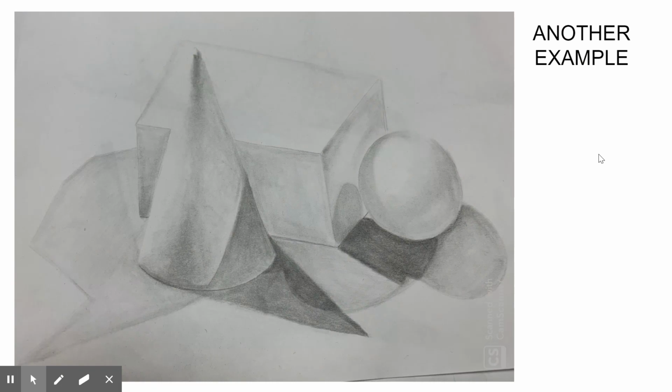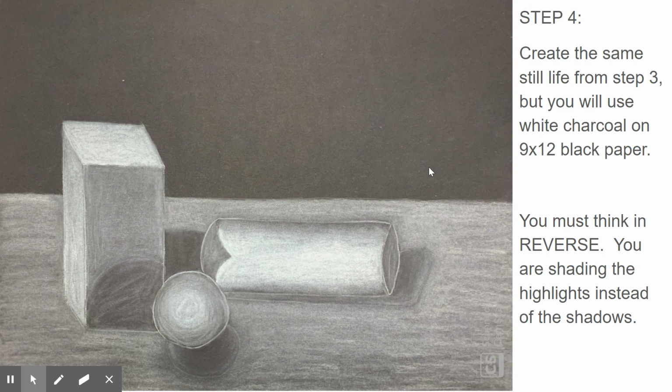Okay, here's just another good finished example here. So that's drawing number 3. Drawing number 4 is we're going to do the same still life, but you're going to work in reverse. So we're going to do it on black paper with white charcoal. And this one, you're going to have to do blended for this. And this one's interesting because you have to think in reverse.